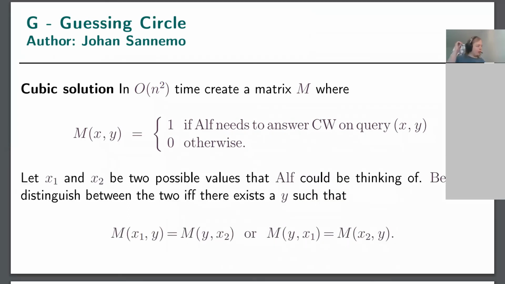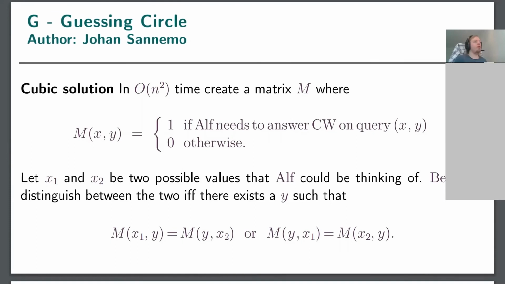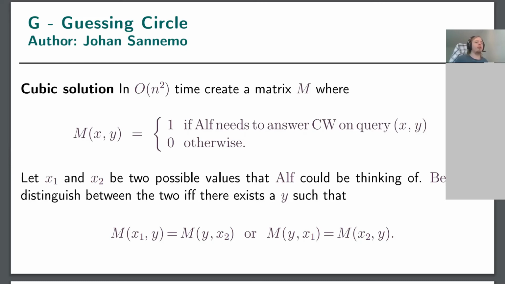Okay, so let's now think about the question of, can we distinguish two different x's? Because if we can distinguish different x's, then we can use that and try to figure out which x alpha is thinking of. But if we can't distinguish two different x's, then it's impossible to figure out if it was x1 or x2 that alpha was thinking of, right?